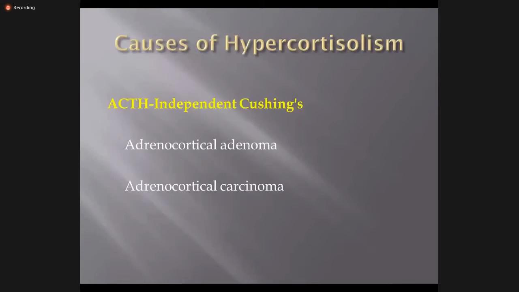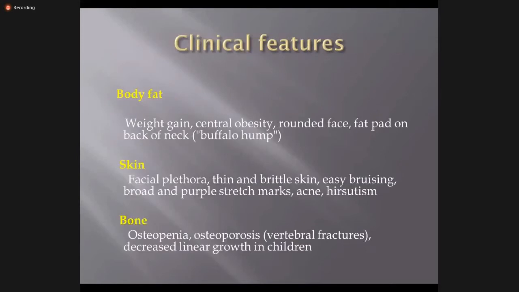Then the ACTH-independent Cushing's, that is adrenocortical adenoma and adrenocortical carcinoma, that is adrenal gland involvement. The tumor in the adrenal gland causes excessive secretion of cortisol, that is adenoma, or very rarely it might be carcinoma of the adrenal gland. So now the clinical features of Cushing syndrome.